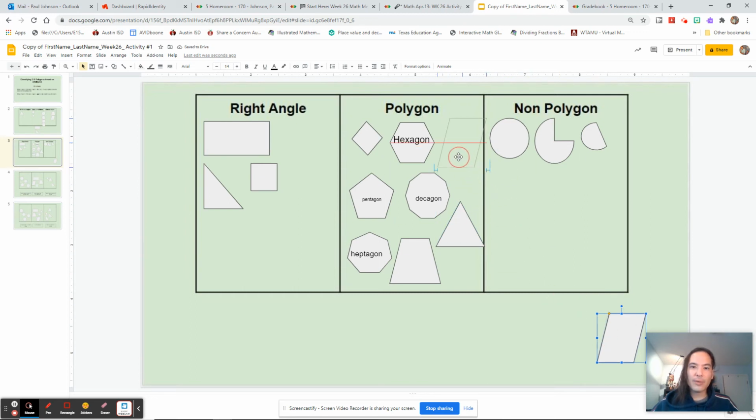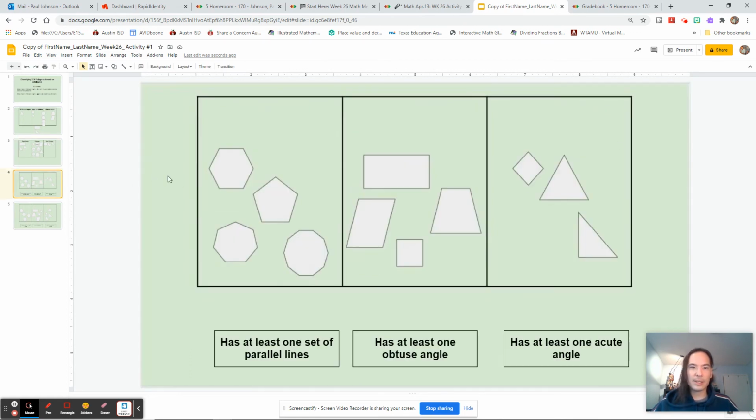And then finally, we have a parallelogram. It's kind of like a rectangle, except these 2 sides are parallel, these 2 sides are parallel, but this doesn't have 90-degree angles. A rectangle would have 90-degree angles as well. This is a parallelogram. All right, so there's our right angles, there's our polygons, there's our non-polygons because they have curves. Okay, let's see what's next.